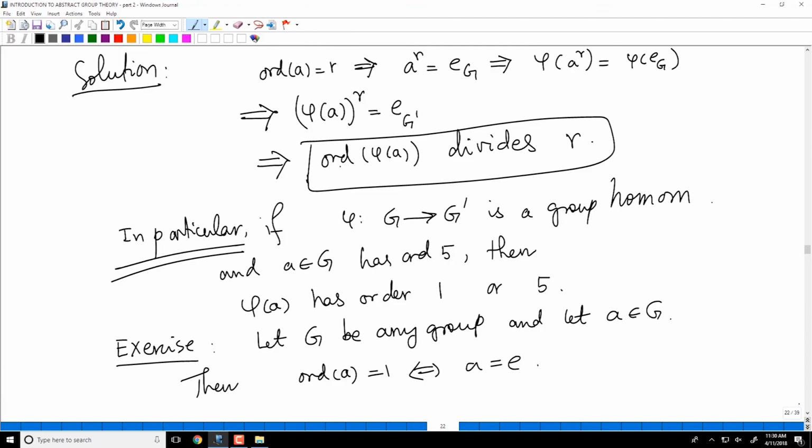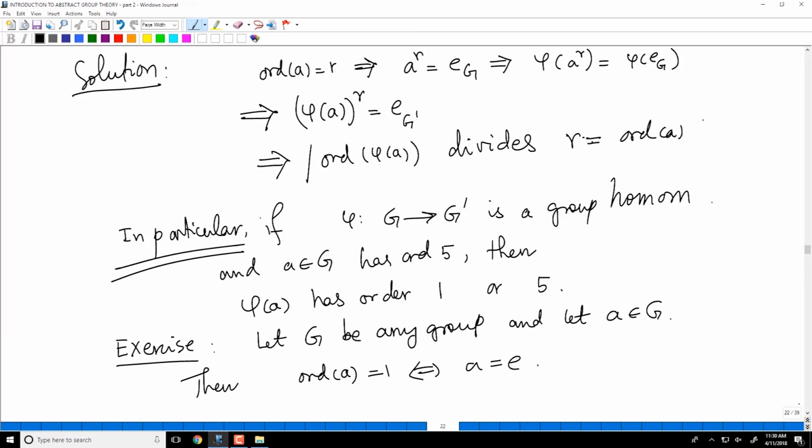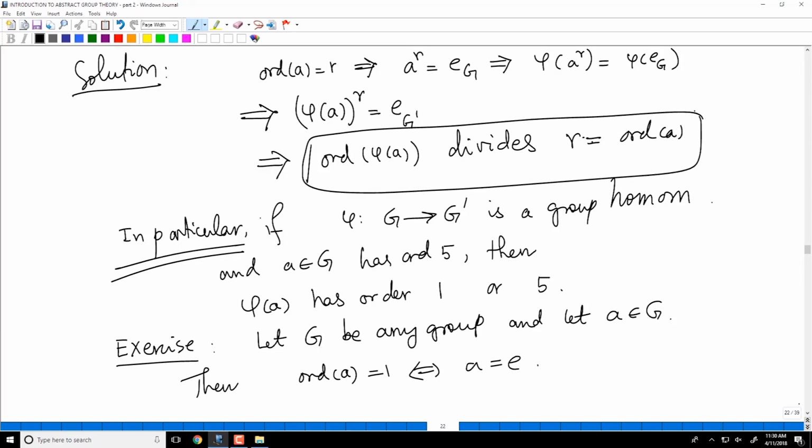So this is very useful to keep in mind. The order of phi of A must divide the order of A. Let me recall that R is the order of A. So the order of phi A divides the order of A. Okay. So let me stop the video here, and hopefully this gave you an idea of how to work with group homomorphisms and apply various properties that we have learned.